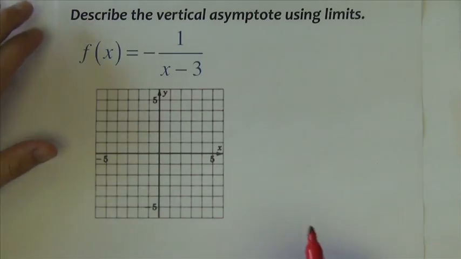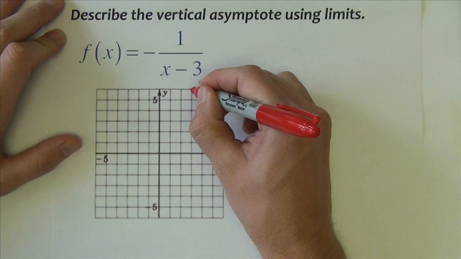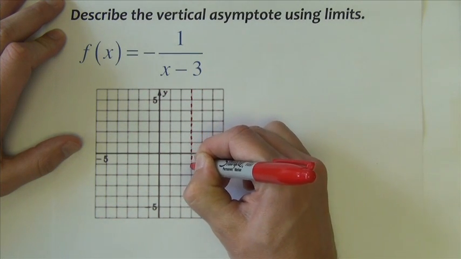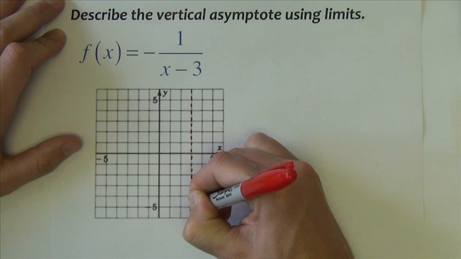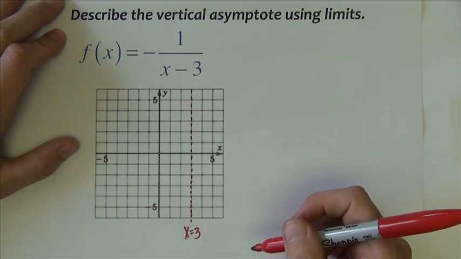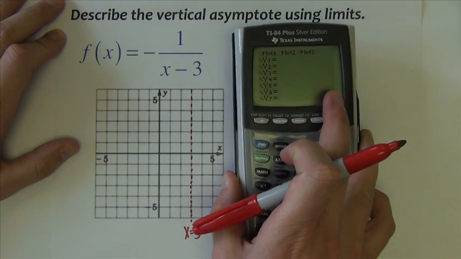Alright, same thing on this one. Describe the vertical asymptote using limits. It should be clear to all of us that 3 is the number that makes the denominator become 0. So x equals 3 is where the vertical asymptote is. The question then becomes, what's the behavior on either side of 3?